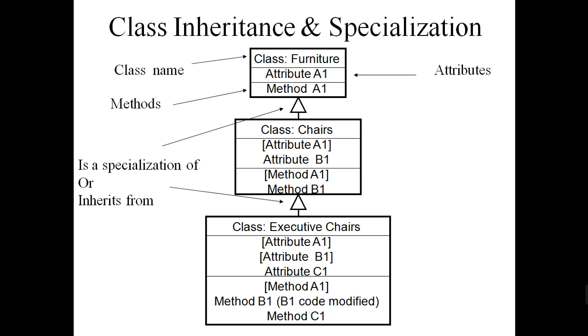The next slide is the overview of inheritance. That is class inheritance and specialization. First, the parent class name is furniture. There is one attribute and one method, that is A1 is attribute, A1 for method. This method can be inherited by its child classes, that is chairs and executive chairs.